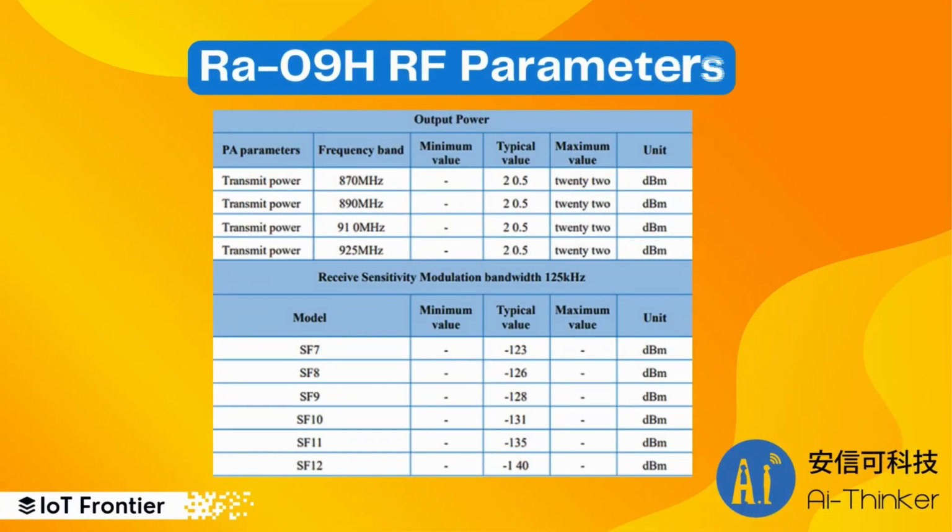Now, if you see the RF parameters, you can see the output power based on the frequency and also the receive sensitivity modulation bandwidth for 125 kilohertz.